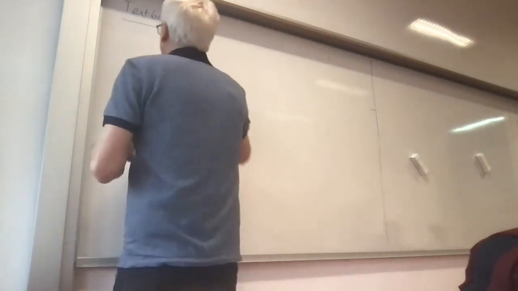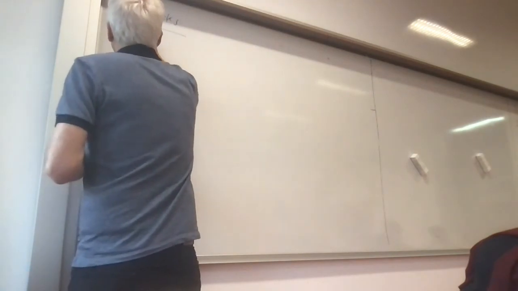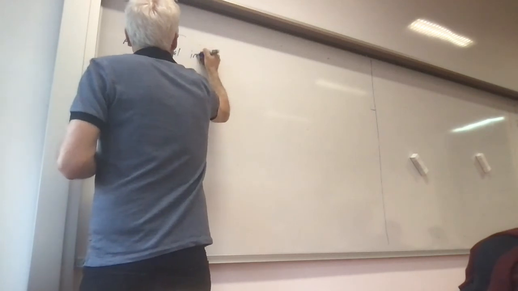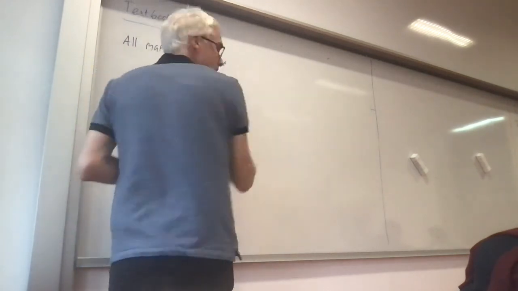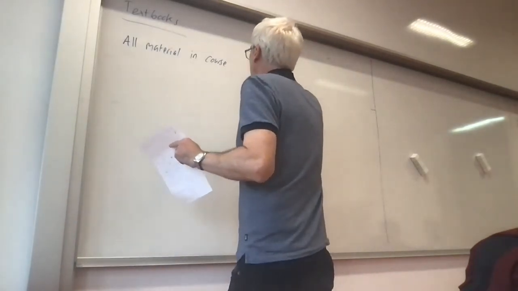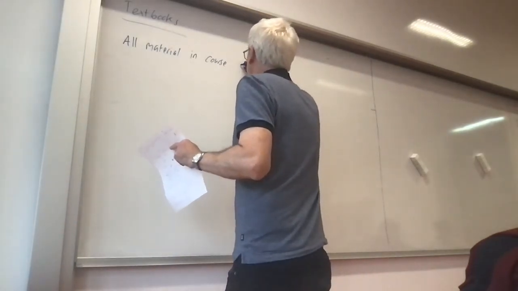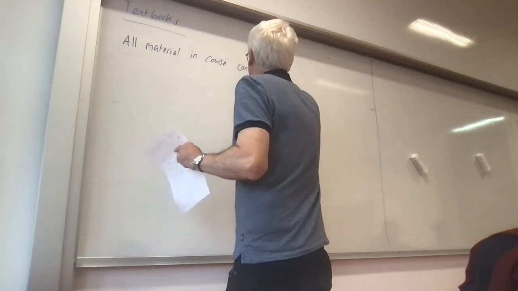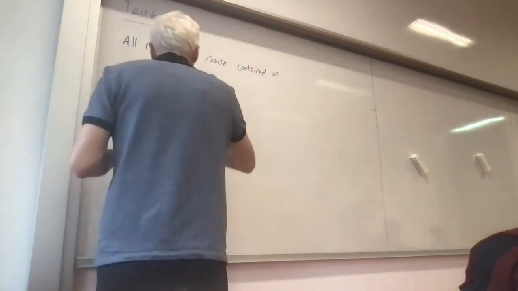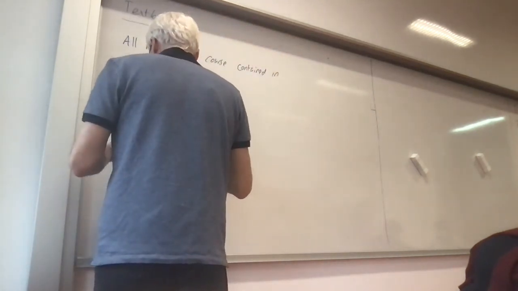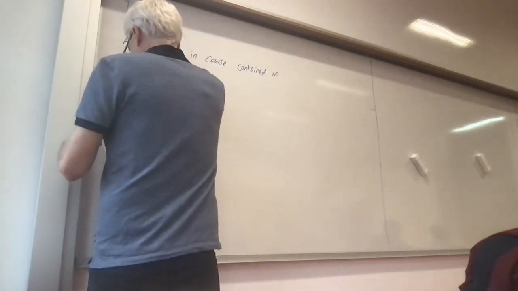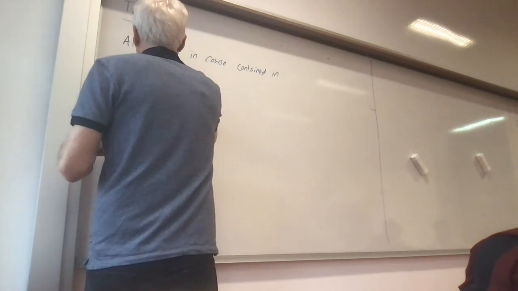So the main textbook, containing all material in the course, although my presentation will be my own in some cases, is a very comprehensive book. It has a lot of other material. It's a graduate textbook, called Computational Complexity: A Modern Approach.